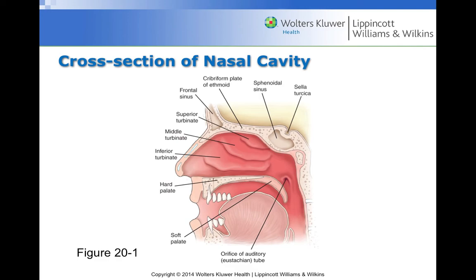Here it shows an illustration of the cross-section of the nasal cavity, again pointing out those turbinates there. You have superior, inferior, and your middle. Then it goes over your hard and soft palates.